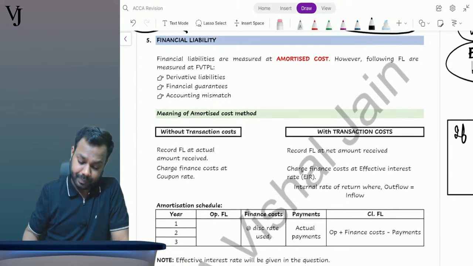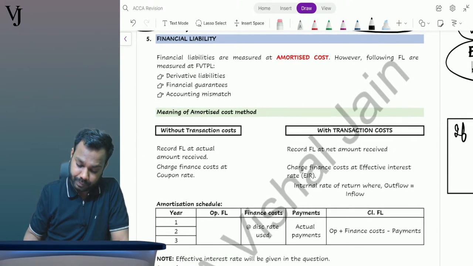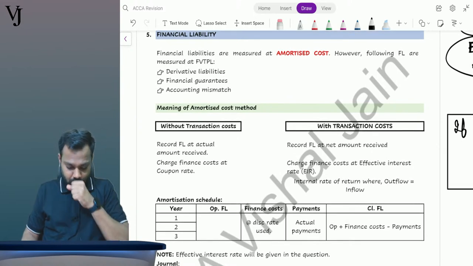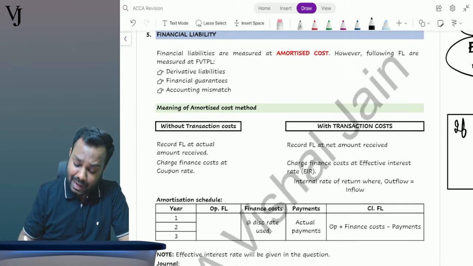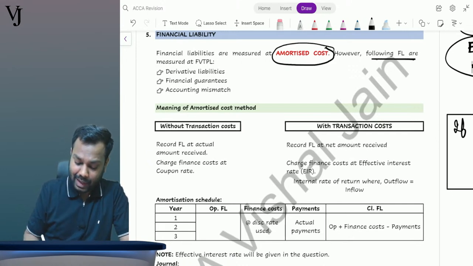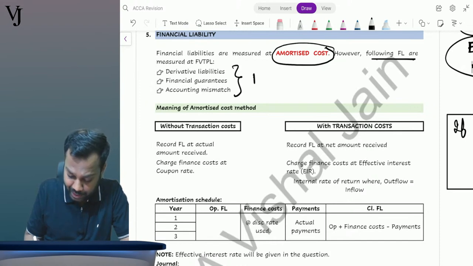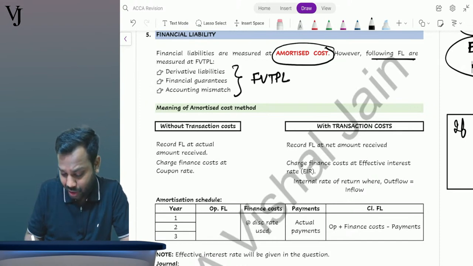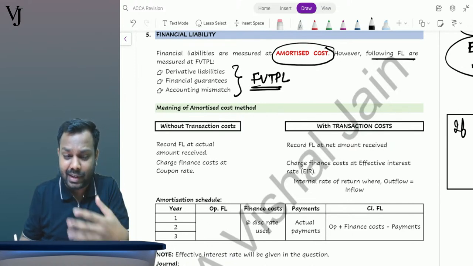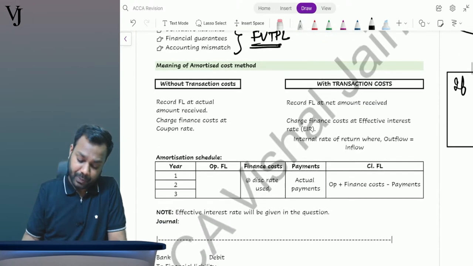Moving on to the accounting treatment of financial liability. Understand, guys. Financial liabilities are measured at amortized cost. However, there are certain financial liabilities which are measured at FVTPL. Let us first understand the normal financial liabilities, and then we'll take up the special cases going forward. Now, the normal case.